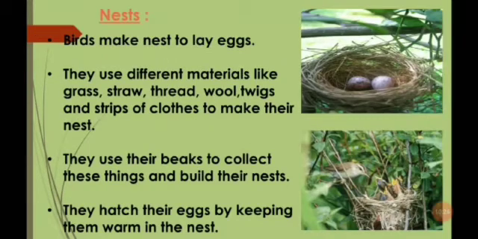Now next, nest. Birds don't make permanent homes like we do, but they make nests to lay their eggs and shelter the young ones. Each kind of bird nests in its own way. They use different materials like grass, thread, wool, twigs, and a strip of cloth to make their nest. They collect these things with the help of their beaks. Most birds sit on their eggs to hatch them and raise the young chicks within the nest. But the cuckoo doesn't do that. Once the baby birds are strong enough to fly, they leave their nest.